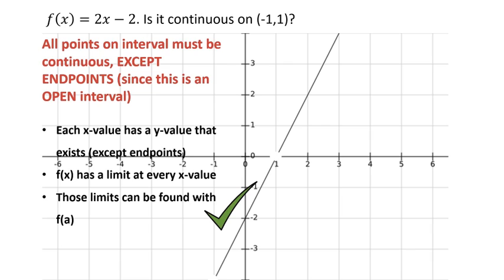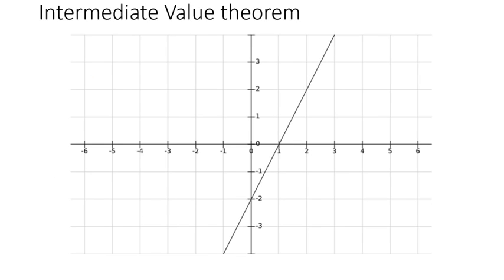Now let's get to the theorem. All the theorem says is that if I have a continuous function, and it ranges from one y value to another y value, then somewhere in between, there has to be a y value that's in between. So let's look at this function here. At x equals 1, y equals 0. At x equals 3, y equals 4. So somewhere between x equals 1 and x equals 3, I have to have a y value between 0 and 4.